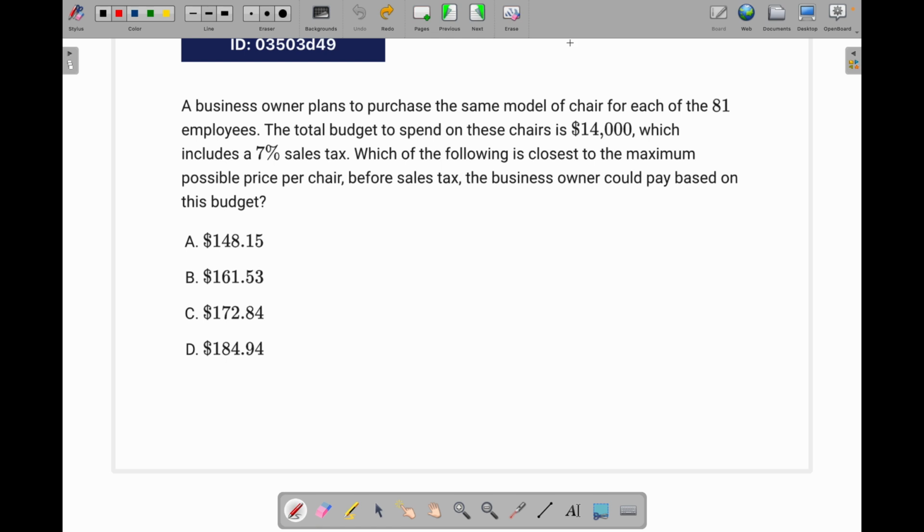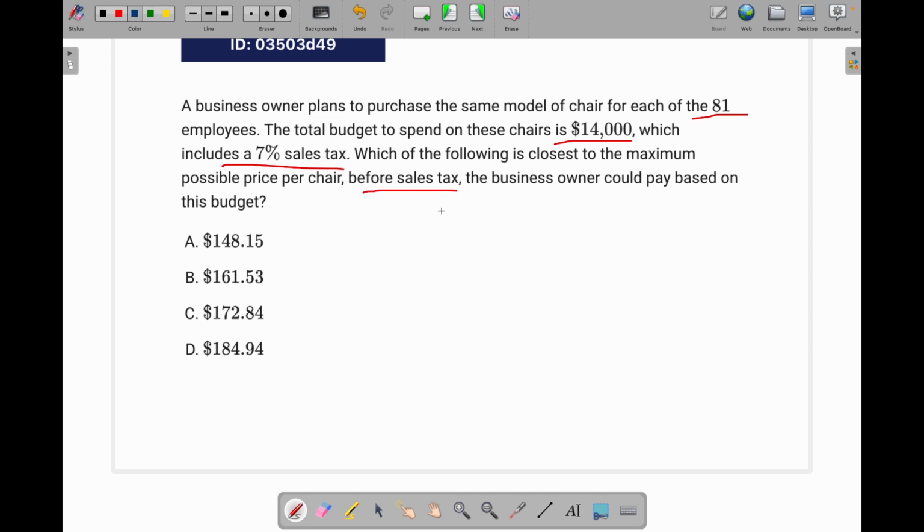Take a minute to pause and read it. All right, once you're done reading, maybe even solving, let's highlight what's important. There's 81 employees, $14,000 budget, and 7% sales tax. What we're first going to do is find out the amount of money, although it's asking how much she can pay before the sales tax, let's find it including the sales tax.